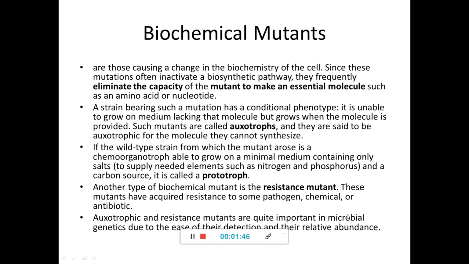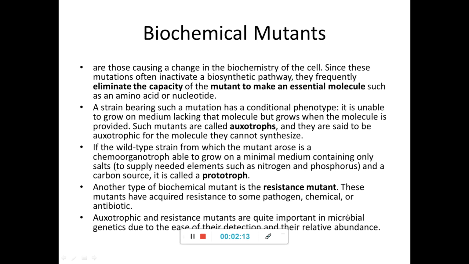If you have a microbe, it was first capable of growing in a media even if it is devoid of methionine. Methionine is an amino acid. It can synthesize its own methionine. So, even if the media does not contain methionine, it will grow. That was a wild type strain, and we would call them prototrophs.